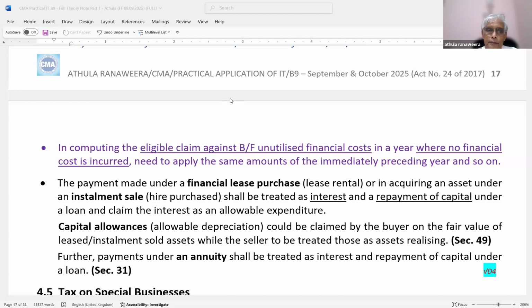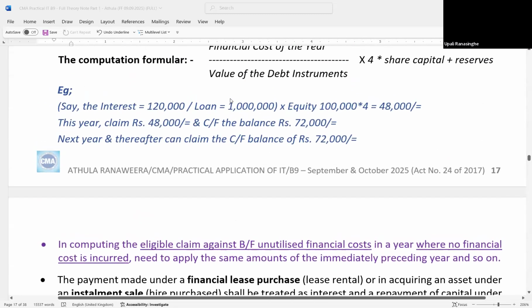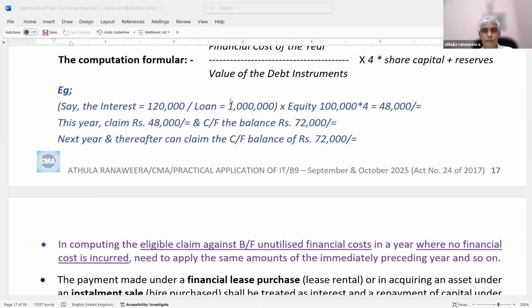So I have one question. Yeah, please. In the next year, in the particular example, in the calculation, if the value of the debt instrument is 0, that means we have paid during the year. What would be the amount we can claim from 72,000? Yeah, that's a very good question. To that question, the law has not addressed. That means there's no answer for your question. That means indirectly, you can't claim.